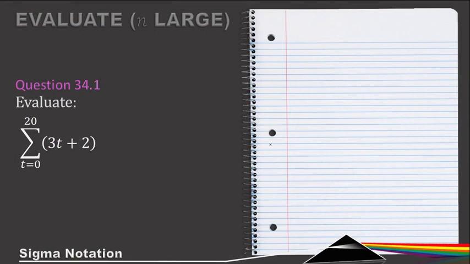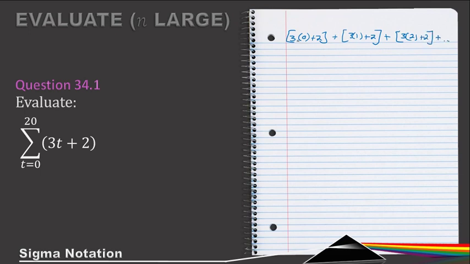Okay, so question 34.1. We have to evaluate the following. So the first thing I'm going to do is to get the first 3 terms. So t starts with 0 and goes up to 20. So 3 times 0 plus 2, and then plus 3 times 1 plus 2, plus 3 times 2 plus 2, and then we carry on.